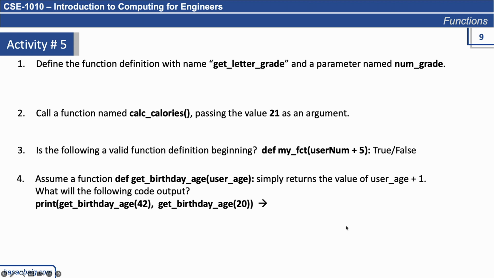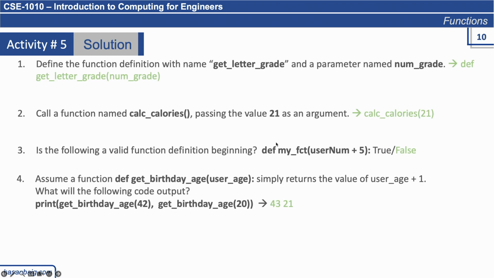Activity number 5. I gave an activity sheet yesterday, so please try to do the activity. Okay, let's move on. This is the solution, and I also have a column missing in my solution. Well, the first one and second one are understood. The third one is false because the function definition cannot have an expression. Oh, sorry, a parameter cannot be an expression. Okay? And this one was also easy.